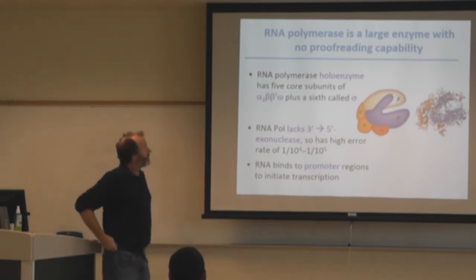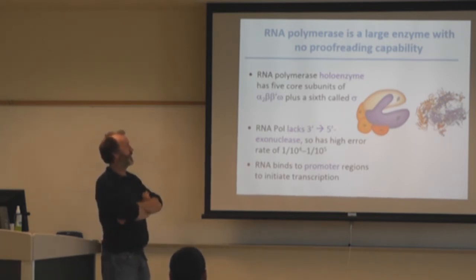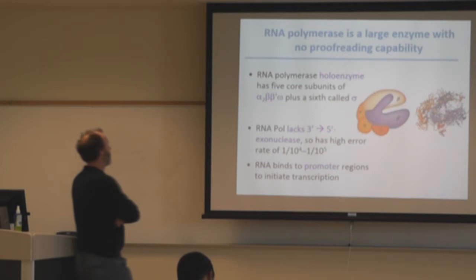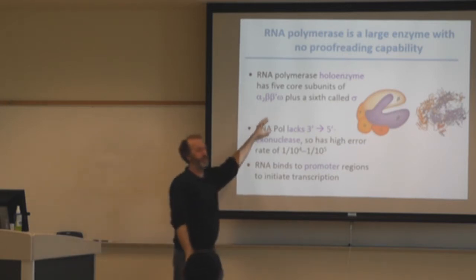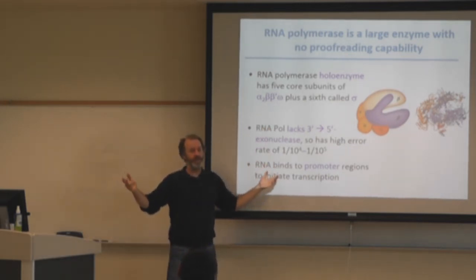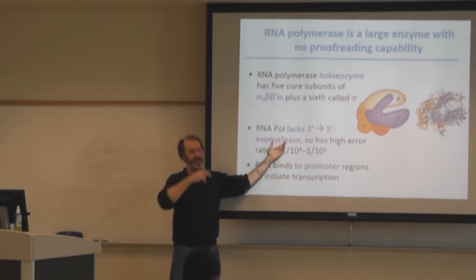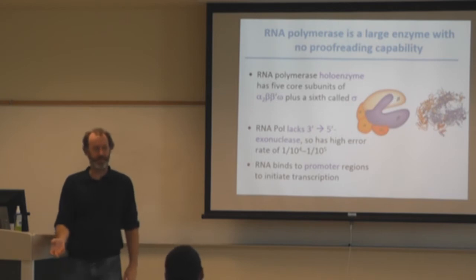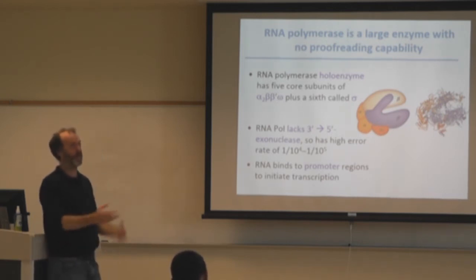So RNA polymerase is a large enzyme with no proofreading capability. So that's another key difference between RNA polymerase and DNA polymerase. No proofreading capability with RNA polymerase. So why the difference there? Why don't we have proofreading capability here where we have it in DNA polymerase? It's not as consequential. Right.